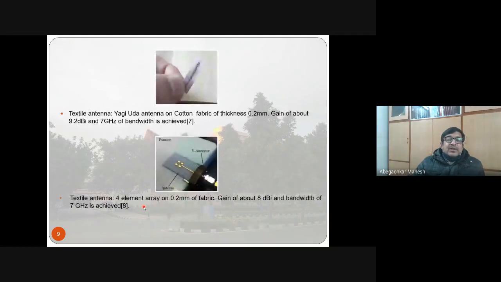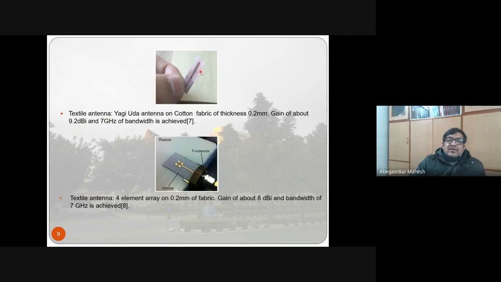Then there is a textile antenna. I was mentioning that there are antennas which are fabricated on the material, the fabric itself. Right? If you wear a T-shirt, there will be an antenna embedded inside that T-shirt. So this is a textile antenna fabricated on a cotton fabric. This is a Yagi-Uda antenna on cotton fabric, thickness 0.2 mm. Gain about 9.2 dBi and bandwidth is 7 gigahertz.